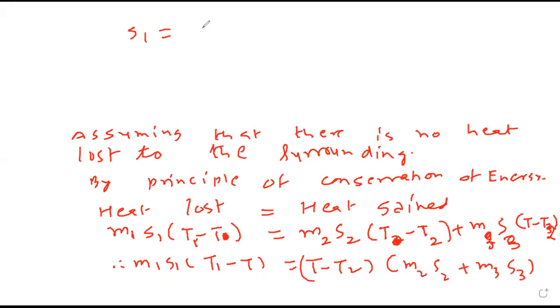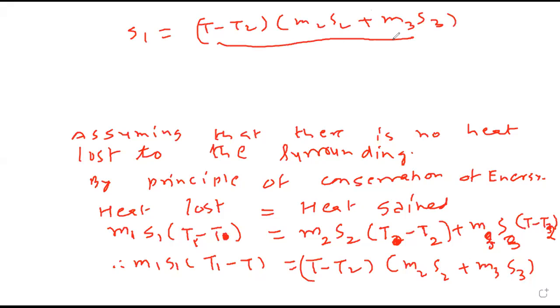Therefore, S1 equals (T minus T2) times (M2 S2 plus M3 S3) upon M1 times (T1 minus T). Using the above formula, the specific heat of the body can be determined.